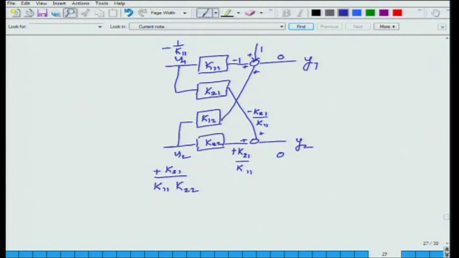Even as y2 has gone back to 0, u2 has changed, and because u2 has changed, this term will become k12 k21 divided by k11 k22, and therefore now y1 will go to plus k12 k21 divided by k11 k22. So now I have brought y2 to set point, but y1 has deviated.